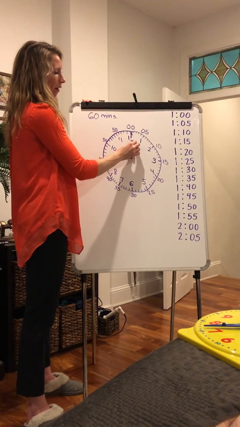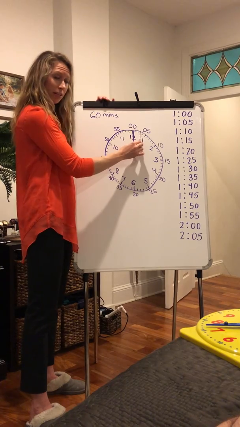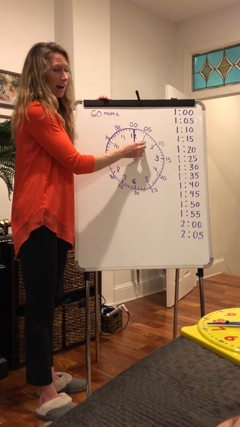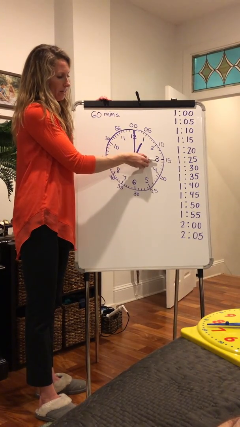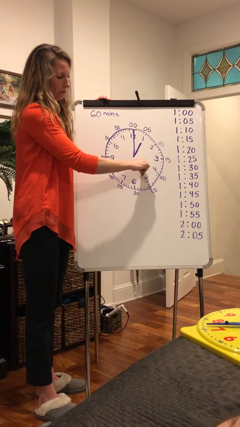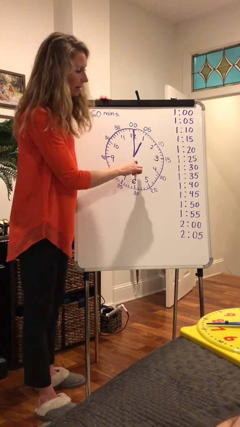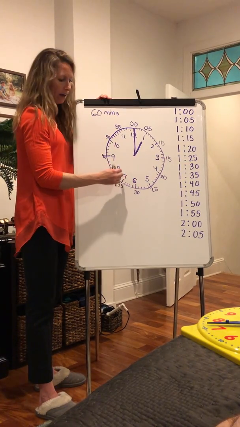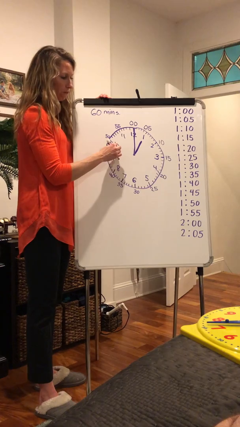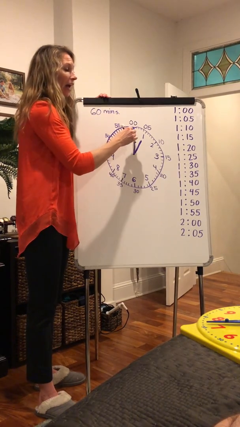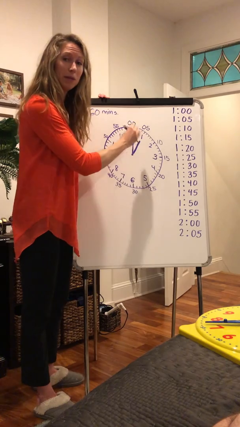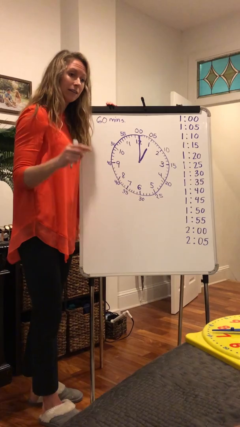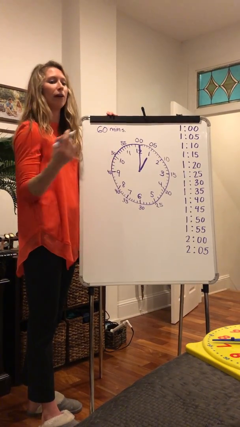So each time the minute hand passes to one of these numbers, it is counting by 5s. Let's count by 5s together. Count with me. 5, 10, 15, 20, 25, 30. We know about 30 minutes, half past the hour. So this would be 1:30, 35, 40, 45, 50, 55. And then if the minute hand traveled back up here, it would be to the next hour. So we can use these numbers when figuring out minutes to count by 5s. They can help us figure out the minutes.